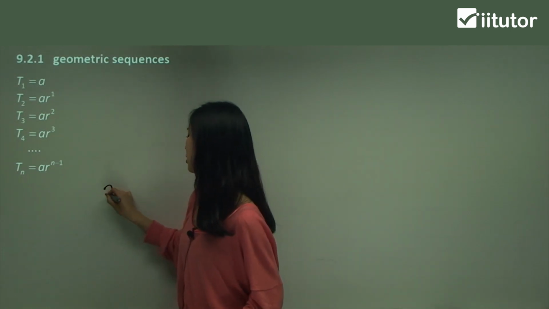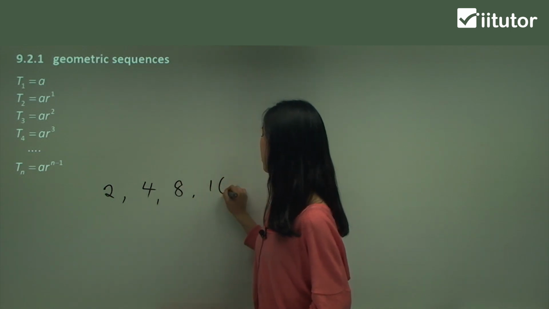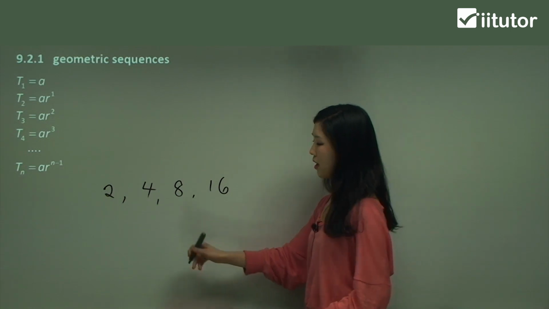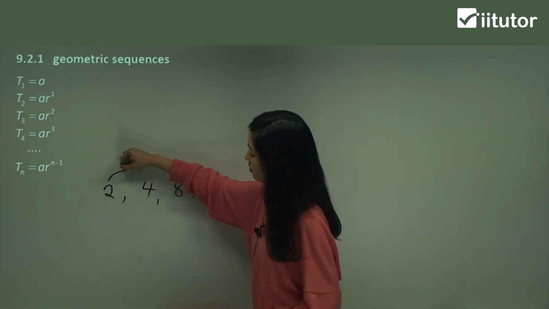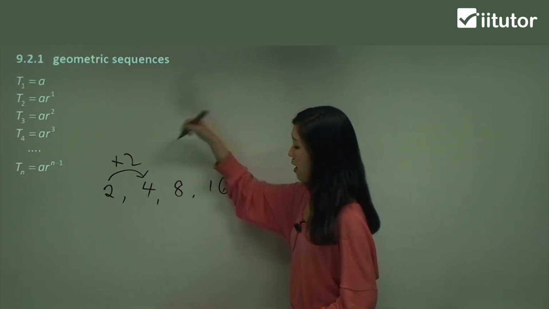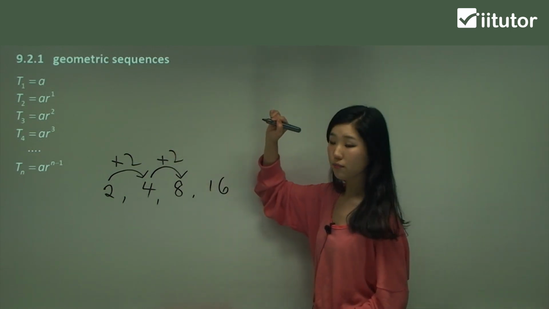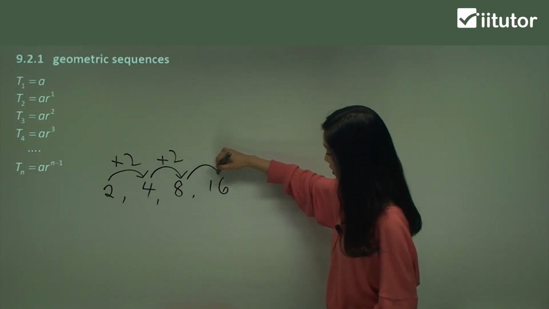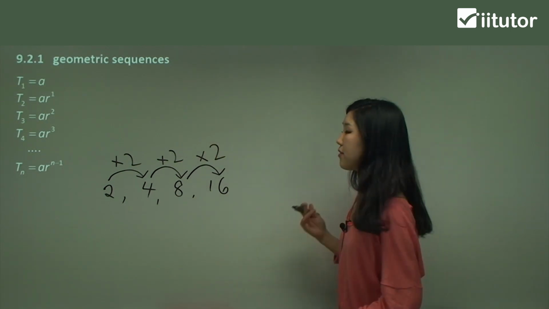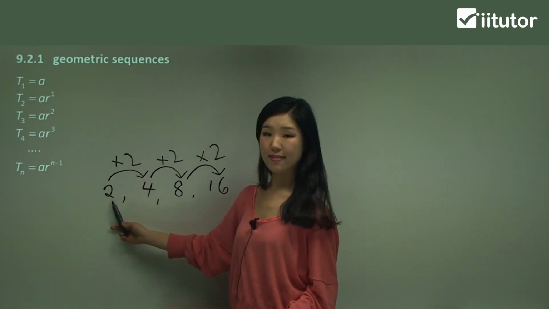Let's say 2, 4, 8, 16. Let's say this is the sequence. So what do you see common? From here to here, we simply multiplied by 2, didn't we? And to get from here to here, again we simply multiplied by 2. And again, to get from here to here, we multiplied by 2 as well, didn't we? So therefore, term 1 here is going to be 2, so A is 2.